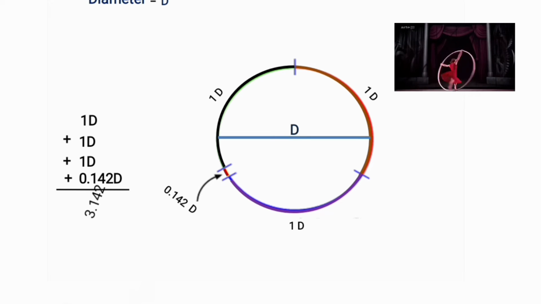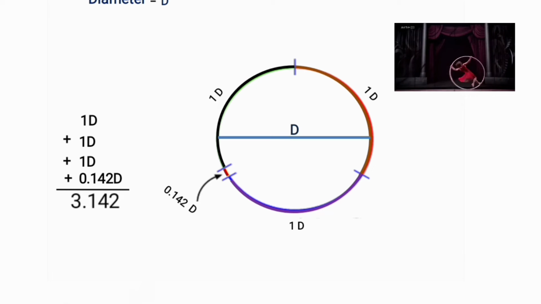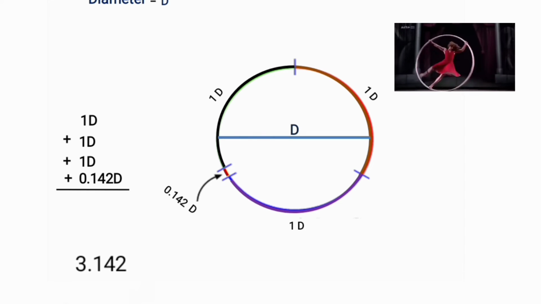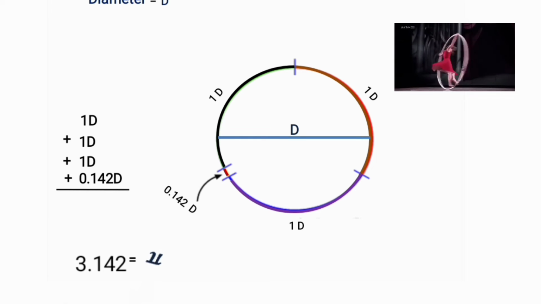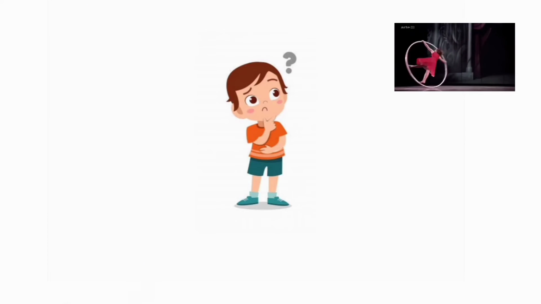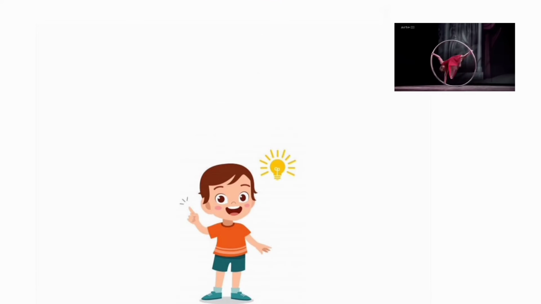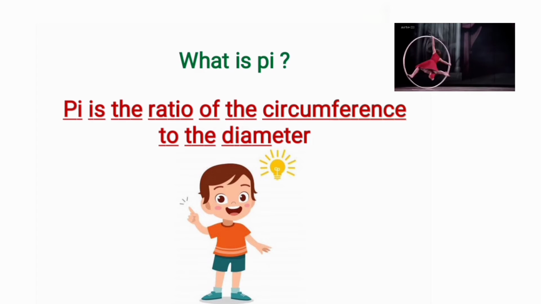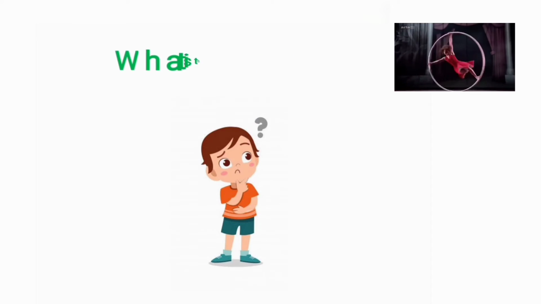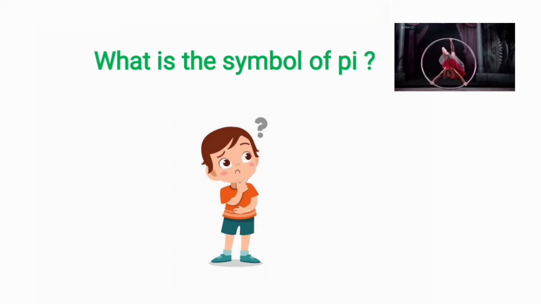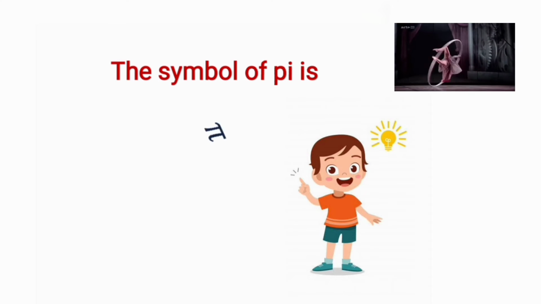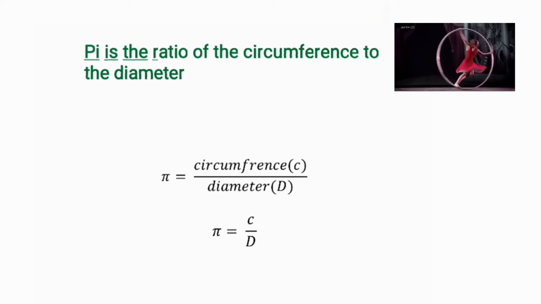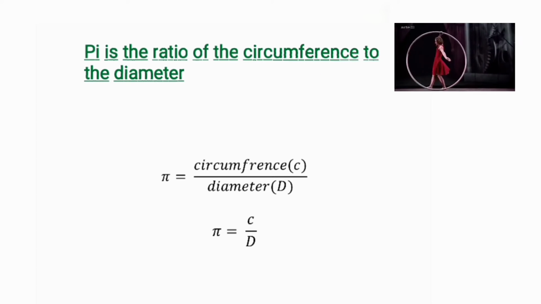Yeah, you got it! This beautiful number, 3.142, is what we call pi. Pi, pi, pi. So, what is pi? Pi is the ratio of the circumference to the diameter of a circle. What is the symbol of pi? You got it. This is the symbol of pi. Again, pi is the ratio of the circumference to the diameter of a circle.